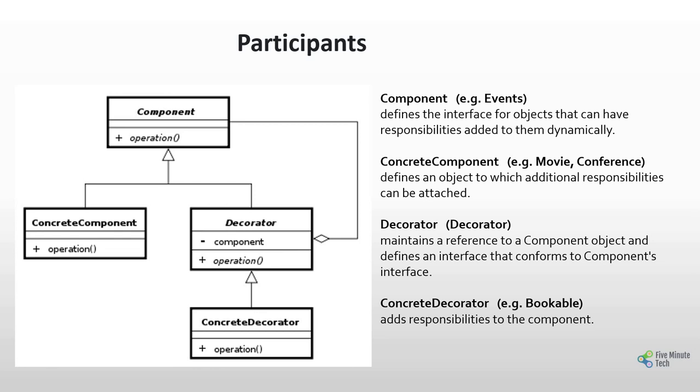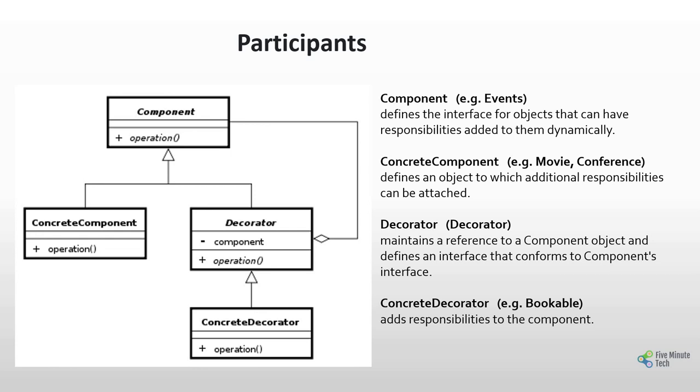So what are the different participants? The participants are the component, for example events. Then we have the concrete components, for example a movie or a conference. We have different decorators for these concrete components, and the concrete decorator is there, which for example could be of bookable type.